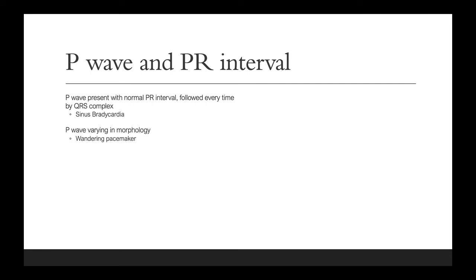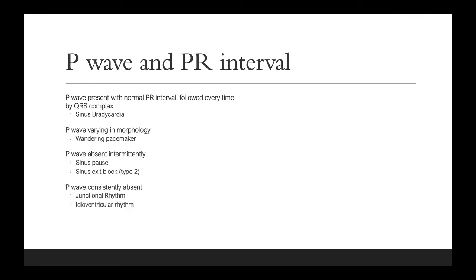If you see P waves with varying morphology, it should alert you to wandering pacemakers. If you see P waves which are absent intermittently, it should alert you to sinus pause or sinus exit block, that is type 2. So as I mentioned earlier, in exit block, the pause between the RR intervals, the gap, is double, which might not be the case in sinus pause, which is usually of a smaller gap.